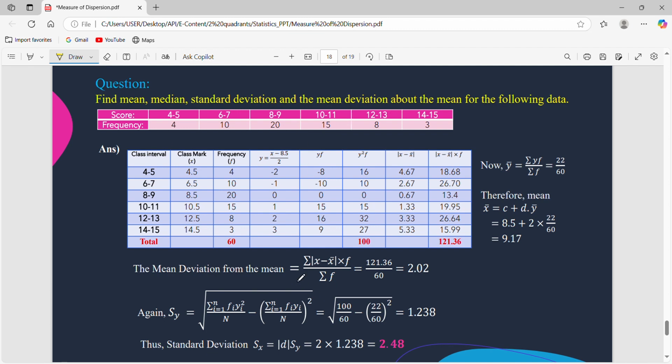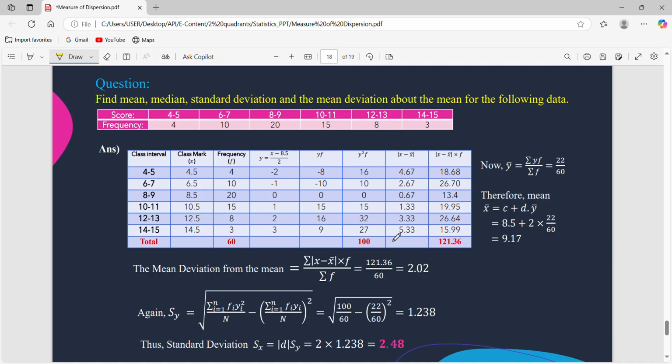Since again I have skipped one column, that is class boundary, you must find class boundary, class mark, frequency, this is the yi column, yf, y square f, modulus of x minus x bar, modulus of x minus x bar into f. First we have to fix the formula. According to all the formulas we fix the columns, because without knowing the formula we are unable to implement the columns. So first we have to know all the formulas correctly, then according to the formula you will implement all the columns. Accordingly you will apply the change of scale property.